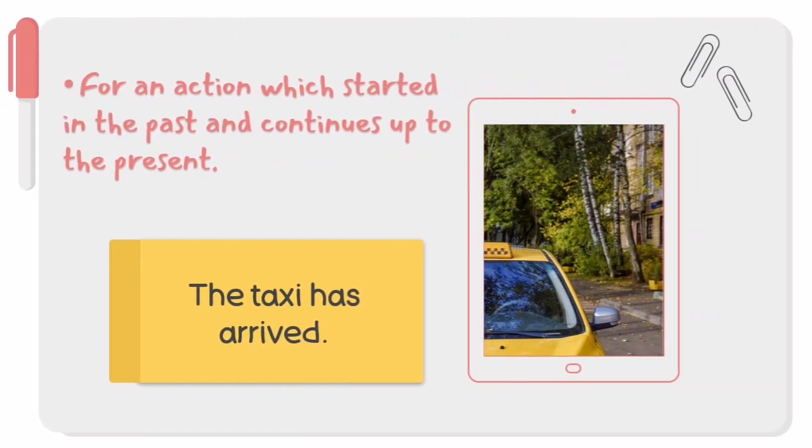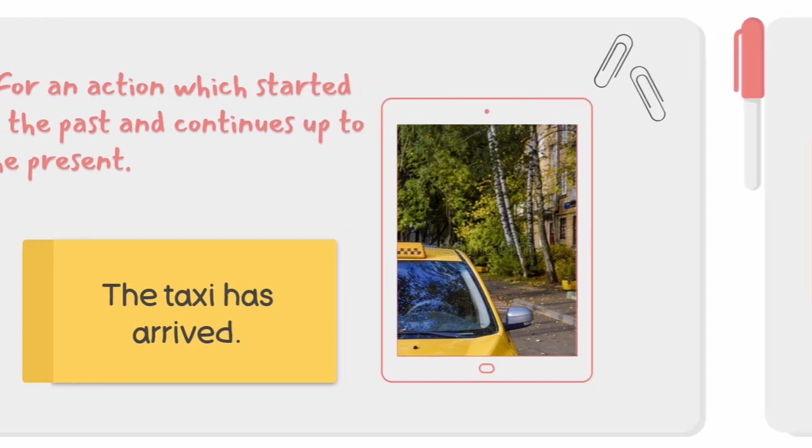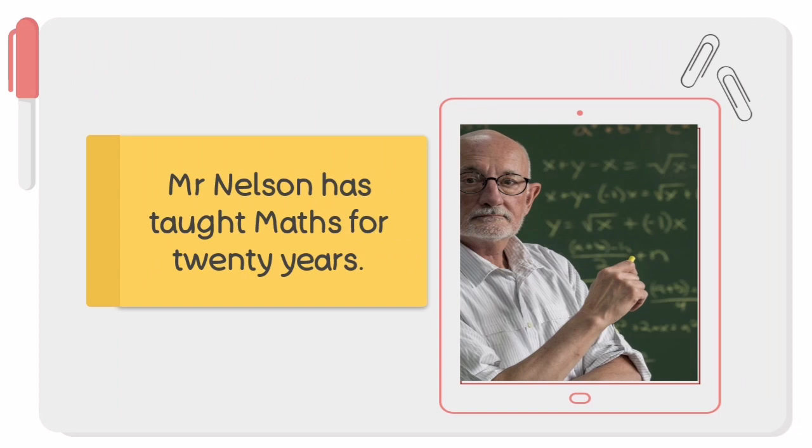We also use the present perfect simple for an action which started in the past and continues up to the present. The taxi has arrived. The taxi is here now. Mr. Nelson has taught math for 20 years. He continues teaching.